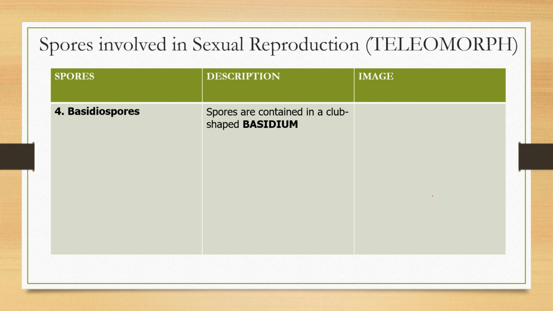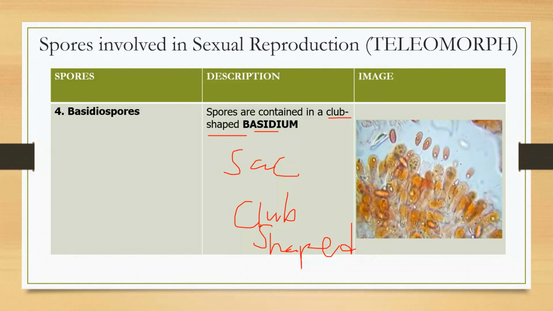The fourth one would be basidiospores class. So this is a spore in a club-shaped basidium. So this time naman, yung sac niya or yung container niya is club-shaped. So para ma-appreciate niyo yan. Ayan siya. So inside this basidium, ito yung basidium nyo. If you take a look, club-shaped siya, di ba? Inside the basidium, you would find the basidiospore. So, ayan si basidiospore nyo. They are found inside the club-shaped basidium.